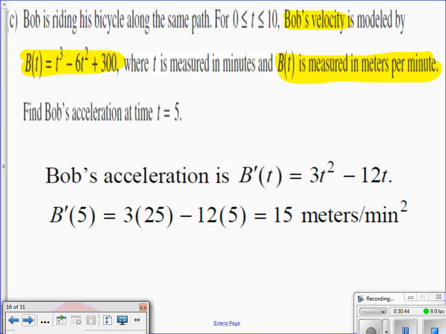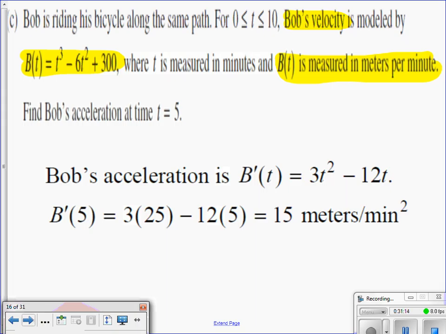So Johanna left, and Bob comes in. And Bob doesn't have a table for his velocity. Bob has an actual equation. This is Bob's velocity measured in meters per minute. So don't get hung up. Oh, what happened to Johanna? No, she's gone. Just deal with it. Bob's here. And then you have Bob's equation for velocity, and they want to know Bob's acceleration at time t equals 5.